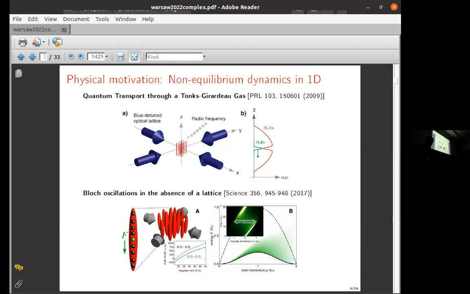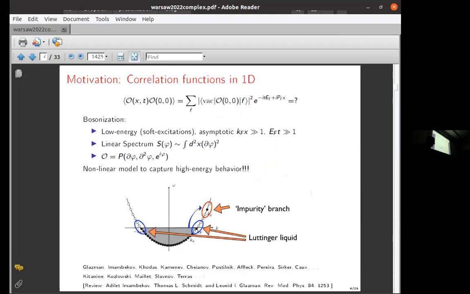And there is also motivation from the theoretical point of view. It comes from the description of correlation functions in integrable systems. Normally, the way to describe large distance and large time asymptotics, you use just a spectral sum, and in the spectral sum, you focus on the low energy states. And for low energy states, you can basically linearize the spectrum of excitations, and replace your original theory with an effective theory of essentially free bosons.